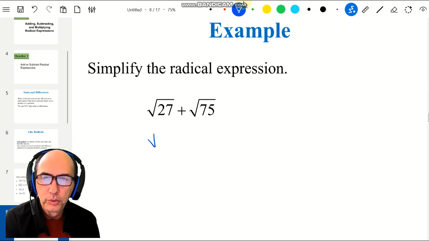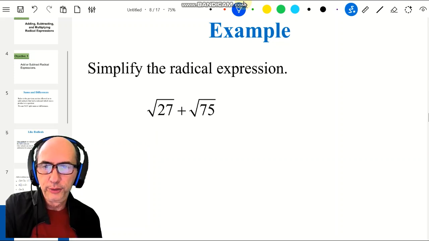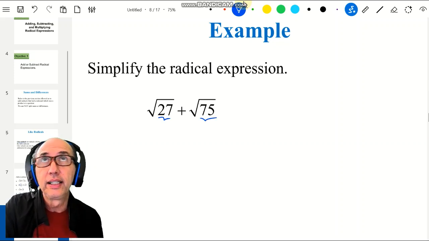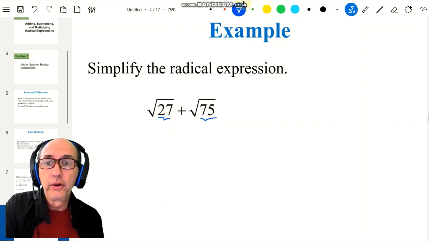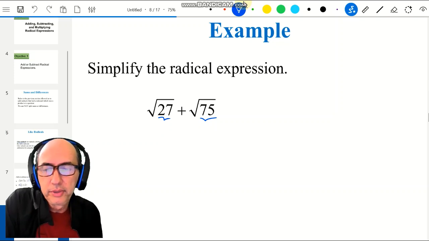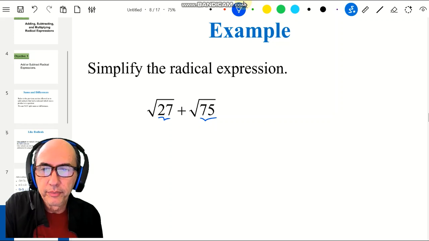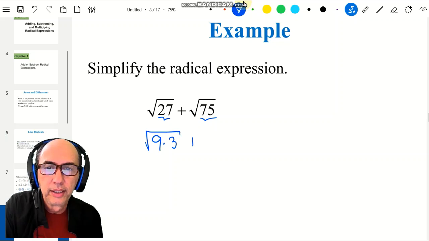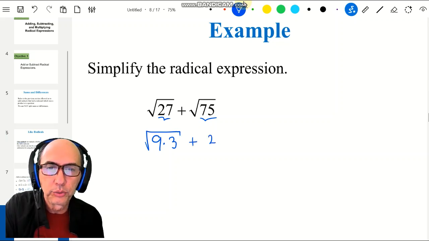If you manage to find two numbers that multiplied equal 27, where one of the numbers is a perfect square, we can factor out each one of these numbers and try to write each number as a multiplication of one number that's a perfect square times any other number. 27 we can write as 9 times 3. 9 is a perfect square, right? And 75 we can write as 25 times 3. 25 is a perfect square.